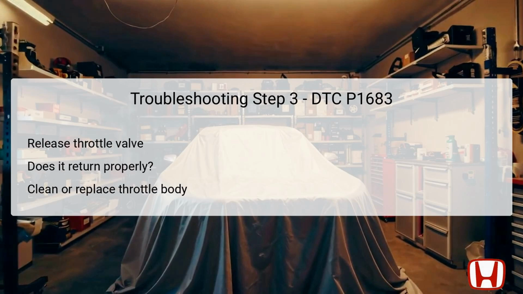Upon releasing the throttle valve, you need to observe whether it returns to its default position smoothly. This response is integral in determining the health of the throttle body mechanism and the spring performance. If the throttle valve returns correctly, the next step is to clean the throttle body as part of preventive maintenance. Accumulated carbon deposits can affect its operations, potentially leading to future issues, including the reappearance of DTC P1683.